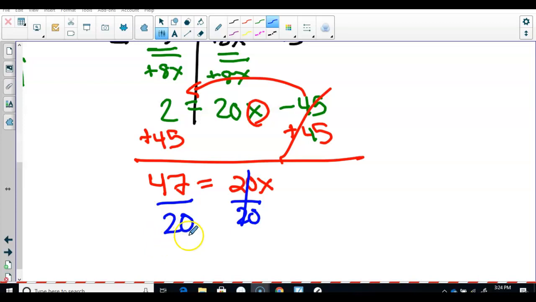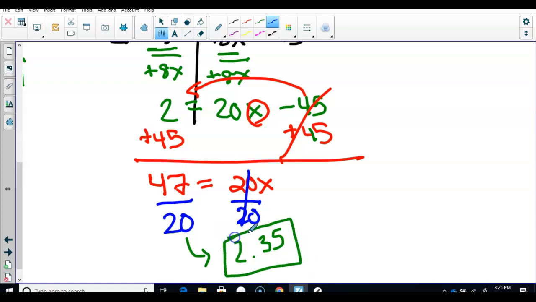Oh no, my iPad just stopped working. 47 divided by 20, and I can't simplify that. You could put it in your calculator if you wanted. And if you put that in your calculator, 47 divided by 20, you would get 2.35. So you could write that as an answer if you'd like, okay? Or you could leave it as 47 over 20, okay?